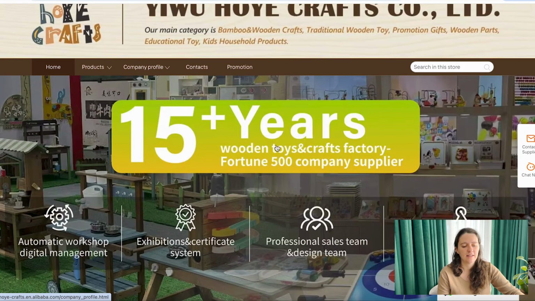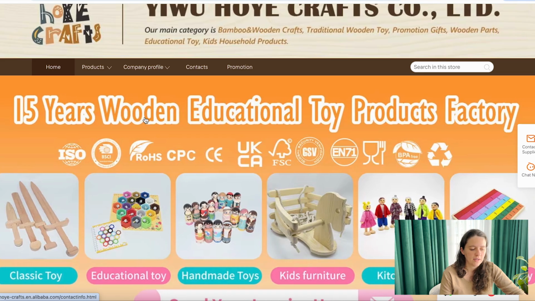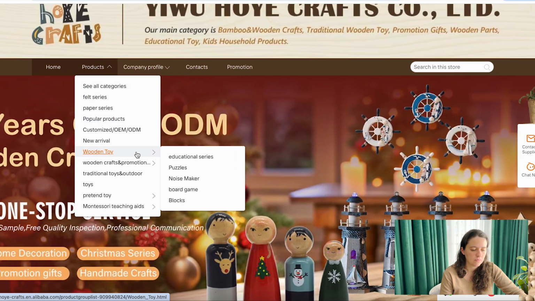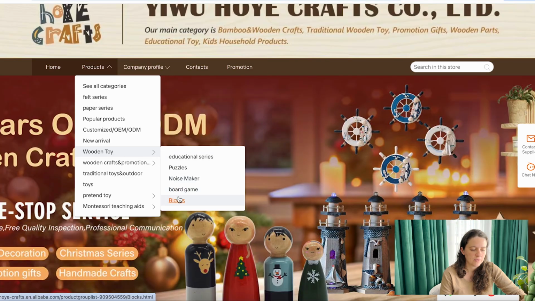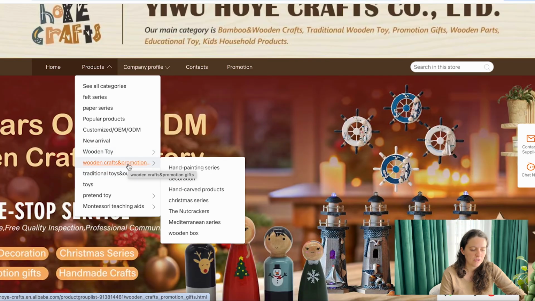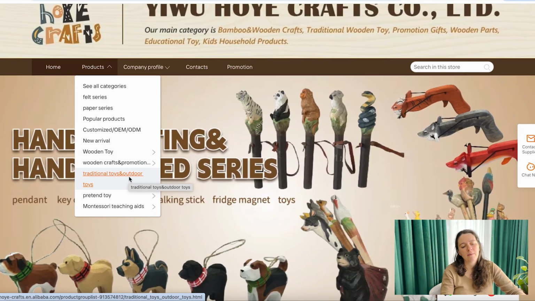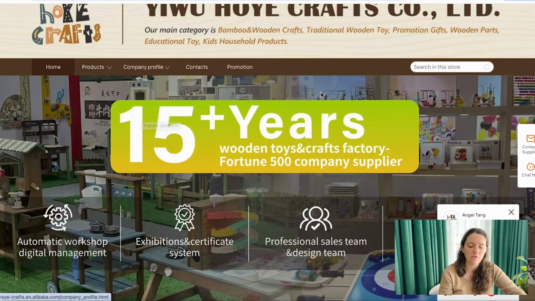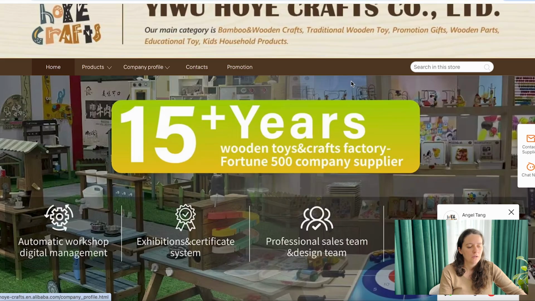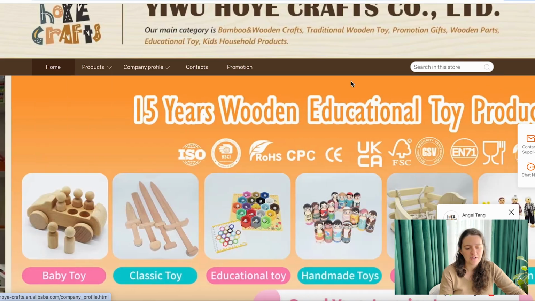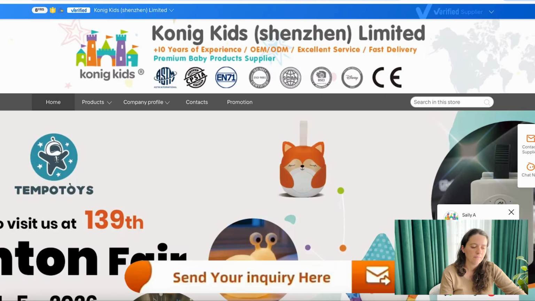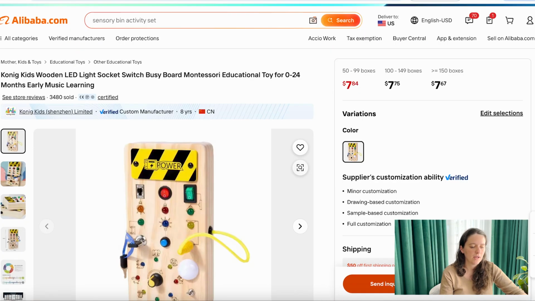So they even say that they make only wooden ones. And let's see, wooden toys, puzzles, board games, wooden crafted products. So this is more of a manufacturer because they make products from one type of material. So I believe that they are more of a manufacturer than a trading company. Okay, let's go back to this one.